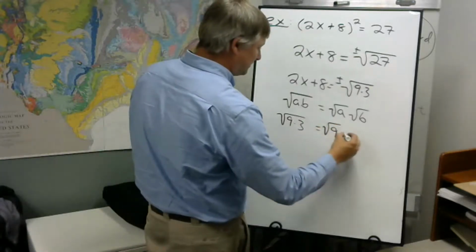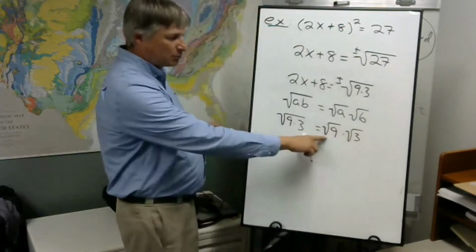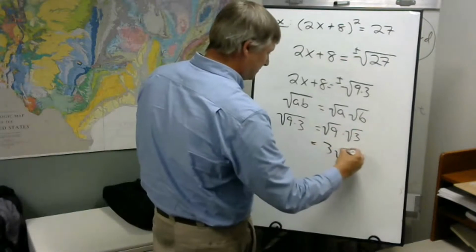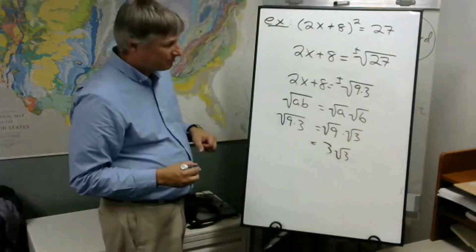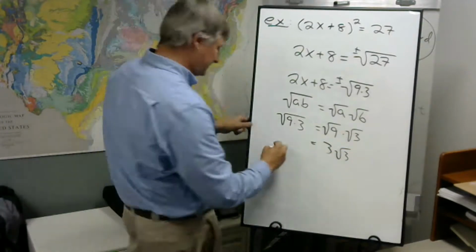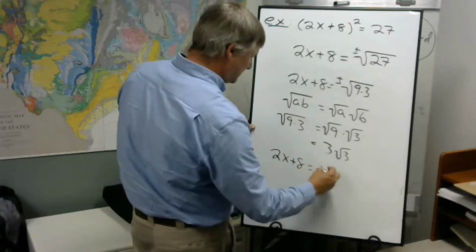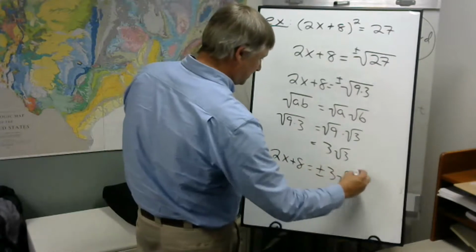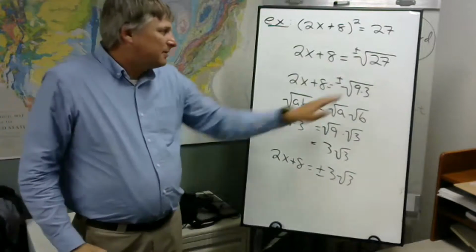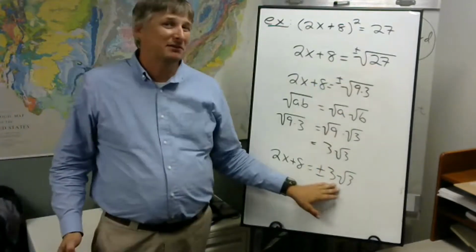Square root of 9 times square root of 3. Now we know the square root of 9 is 3. So we get 3 square root of 3. So going back up to here, we can rewrite this: 2x plus 8 equals plus or minus 3 square root of 3. In theory, you could leave it like this. This would be okay, but in the text, they want us to simplify things like this.